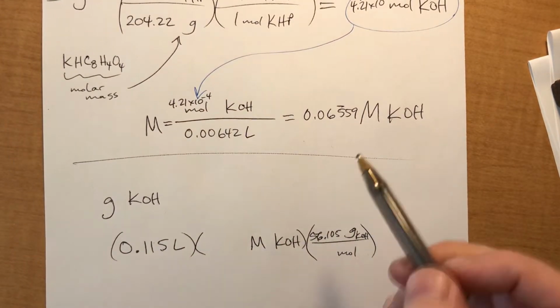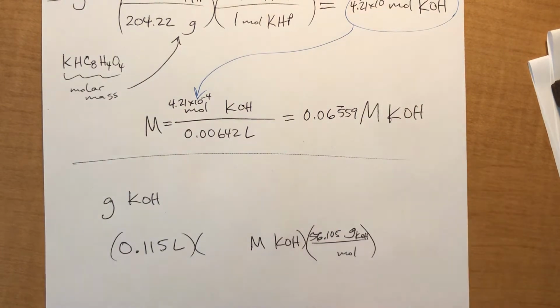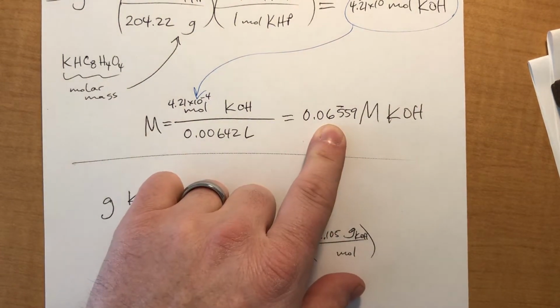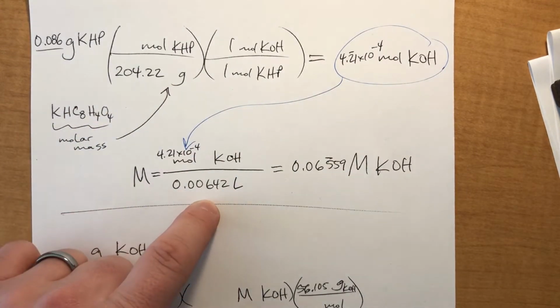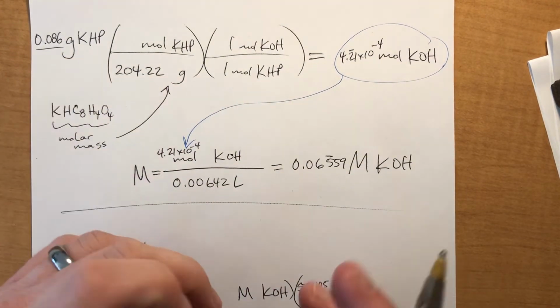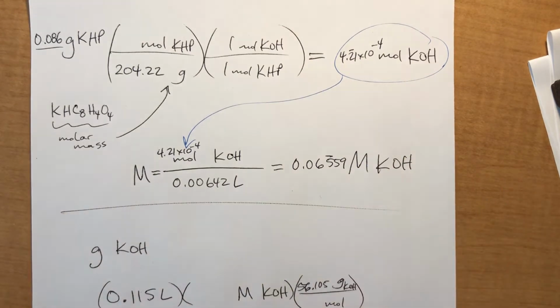That tells us the concentration of the solution, and I guarantee your number's probably not going to be anywhere near this because I just made up this volume at the bottom, and my number is outside of the range of expected numbers, and that's fine.